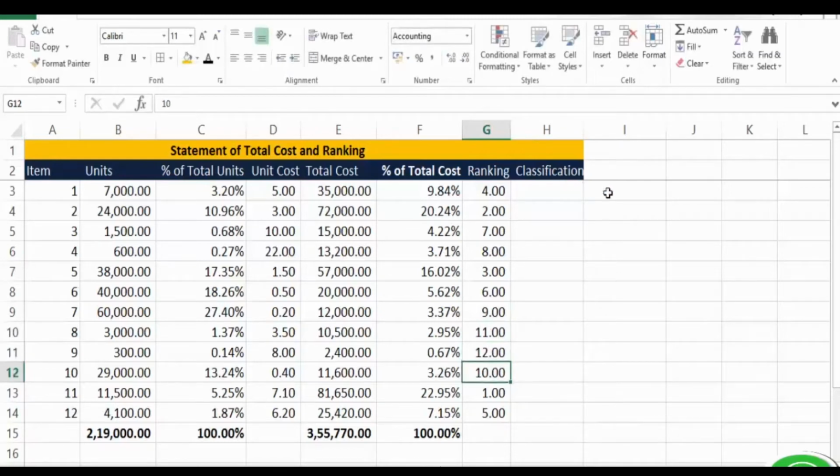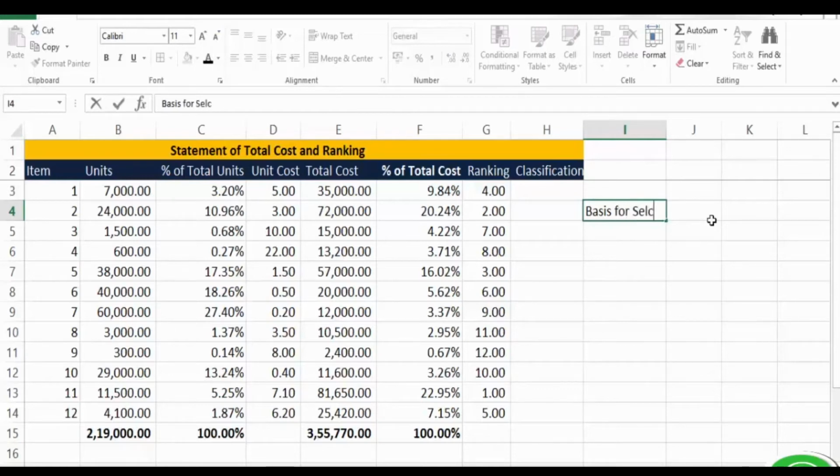Okay, so the ranking has been done, but our task is ABC analysis. So for carrying out ABC analysis, we need some kind of assumed selective control. So let me put that, let's say, basis for selective control.